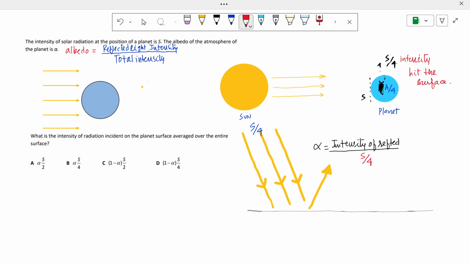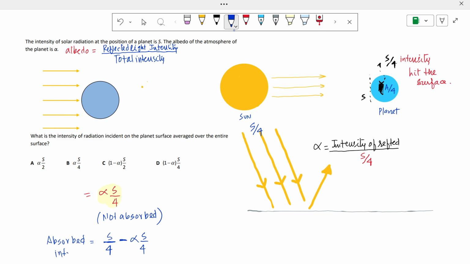So how much is the reflected light? Students, we can easily see that if we take the alpha on the other side, S by 4 on the other side, this is the quantity of the light's intensity which is reflected. In other words, it is not absorbed. So if it is not absorbed, how much is absorbed? The total intensity hitting the surface of the planet was S by 4. If we subtract this reflected light intensity, this will be the absorbed intensity, which then will be radiated.